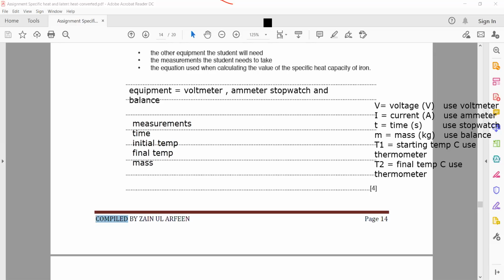And which equation will we use to calculate? Specific heat is equal to power multiplied by time divided by mass into temperature change, which is T2 minus T1. Is it clear? This is a simple experiment to find the specific heat capacity of a block of iron. Any doubt in this? No, sir.